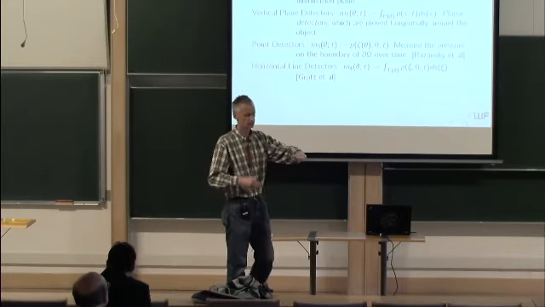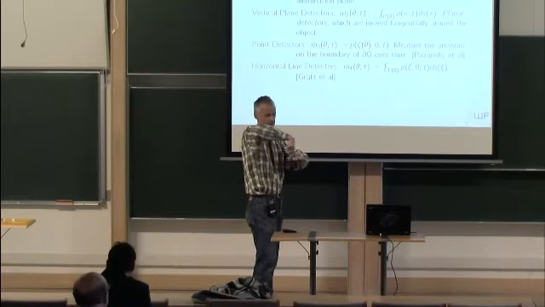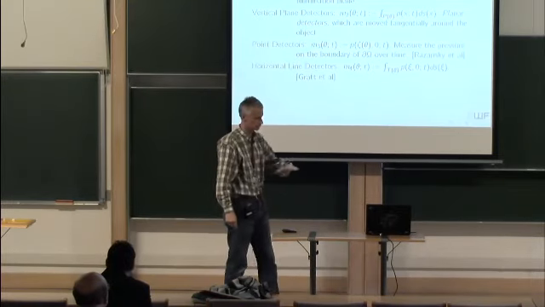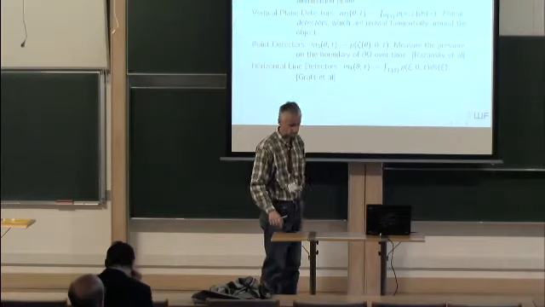And then you can use other methods, for instance vertical line detectors. So you illuminate in the plane and you measure the average pressure along lines in this direction to the object. You can use vertical plane detectors, so you illuminate in this direction and you shift planes along, or you rotate planes along the object. And you can use the last one, horizontal line detectors. This is actually where the images have been shown later on. So you have a line detector which is in the same plane as the illumination.